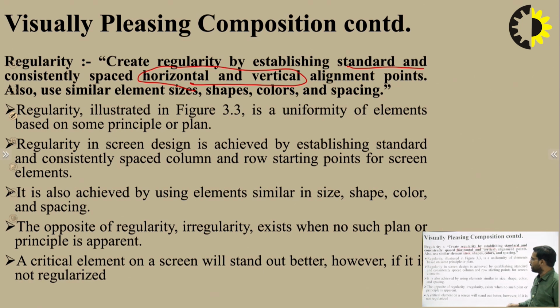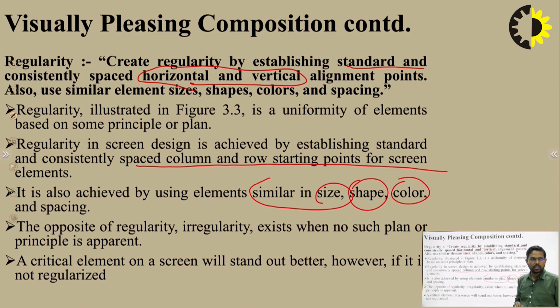Regularity in screen design is achieved by establishing standard and consistently spaced column and row starting points for the screen elements. It is also achieved by using elements similar in size, shape, color and spacing. The opposite of regularity is irregularity. It exists when no such plan or principle is apparent. A critical element of the screen will stand out better, however, if it is not regularized.